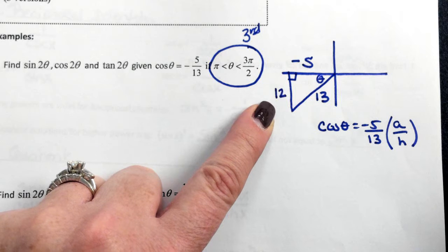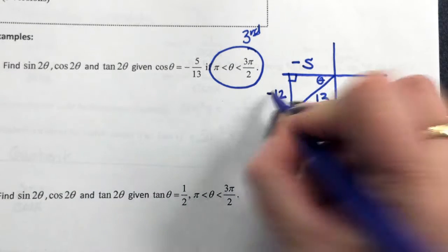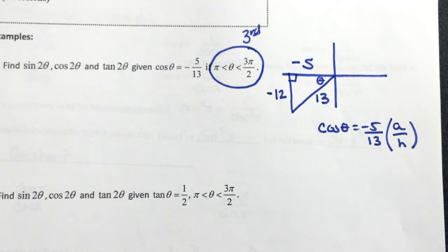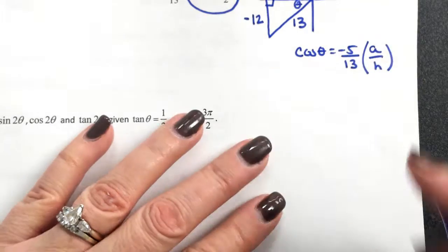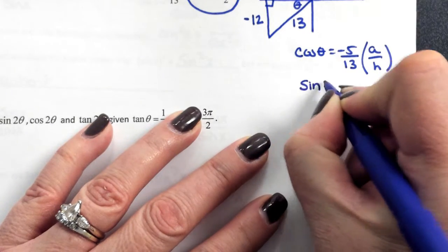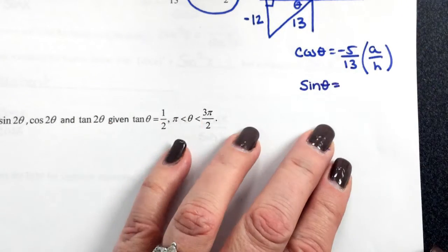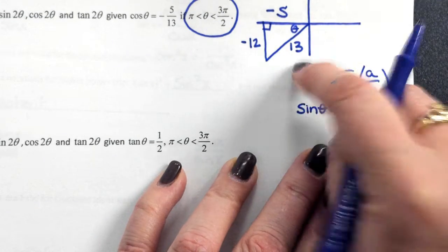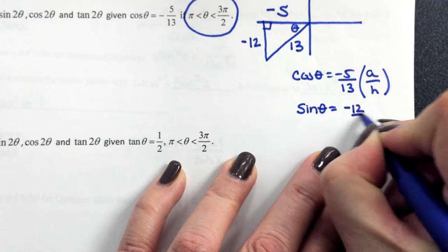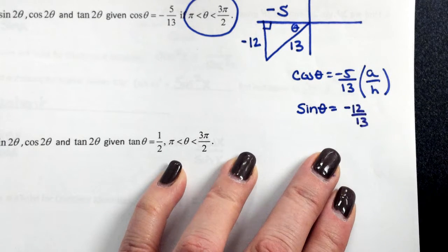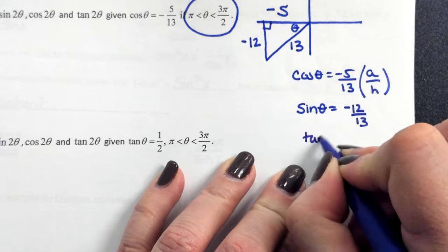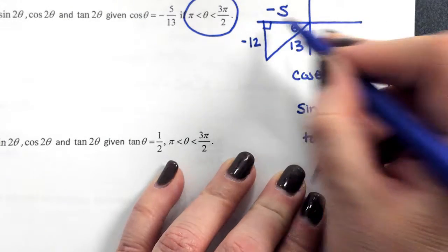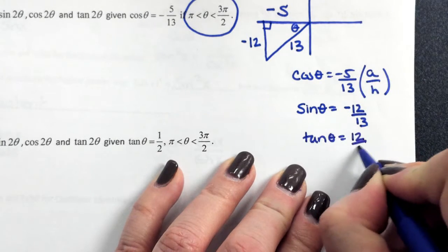Do you need a negative sign in front of the 12? Yes, because you're on the negative side of the y-axis. So any questions on how I've labeled my triangle? Just like I did with the sum and difference, I'm going to go ahead and set up the sine and the tangent. Sine, remember, is the opposite over hypotenuse, which is negative 12 over 13. Tangent is the opposite over adjacent, and a negative over a negative becomes a positive.